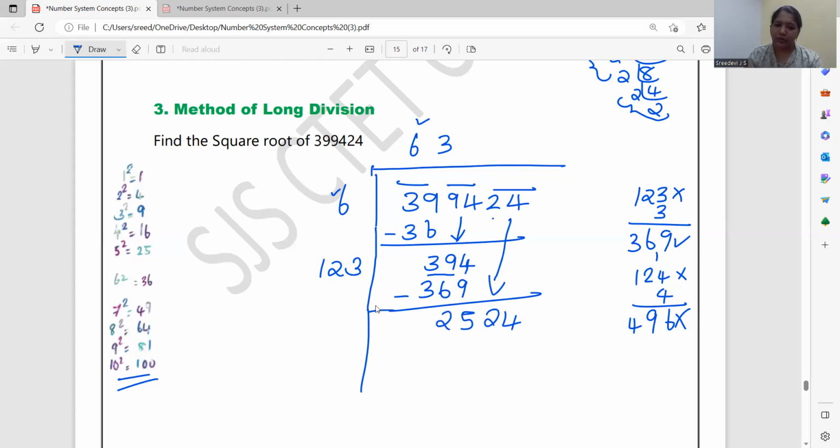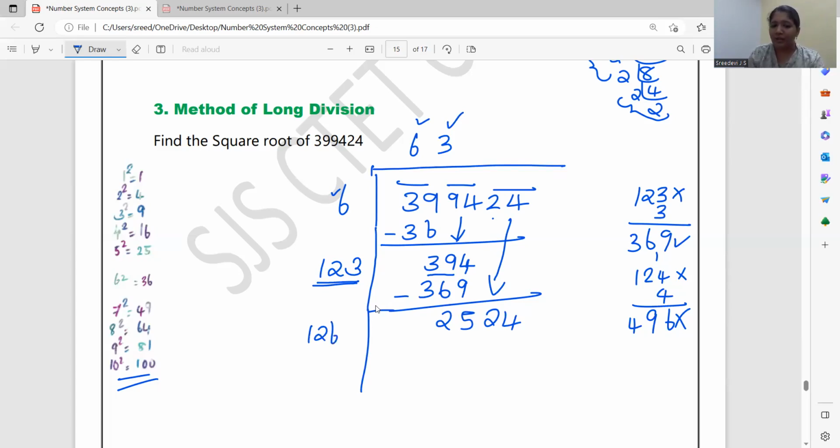Now the same procedure. We had the previous divisor as 123 and the newly formed quotient as 3, right? You have to add this 123 with only 3. Please don't add 123 plus 63, that is not correct. 123 plus 3, the newly formed quotient you have to add together. So you'll be getting 126.